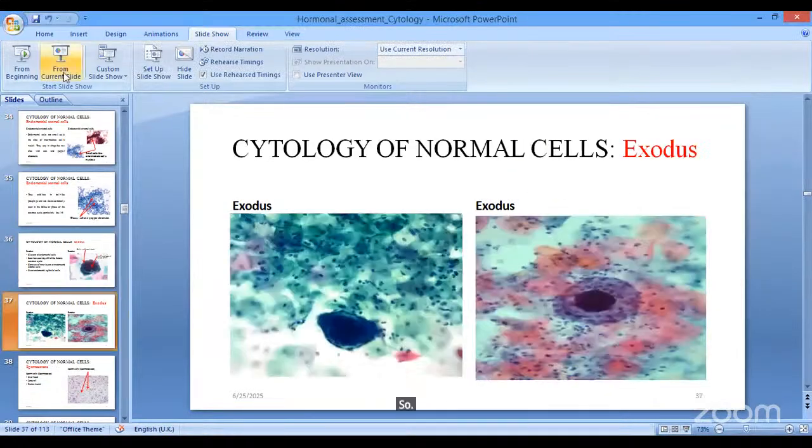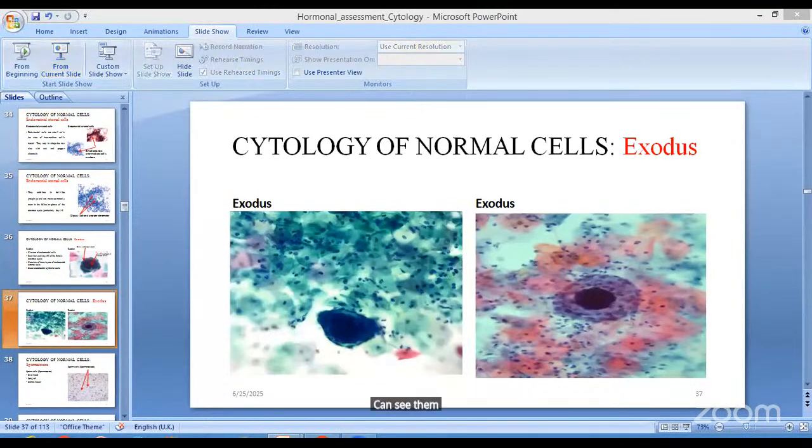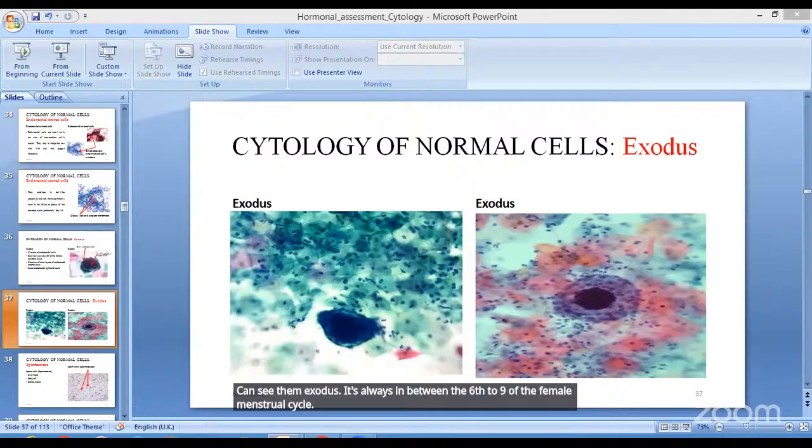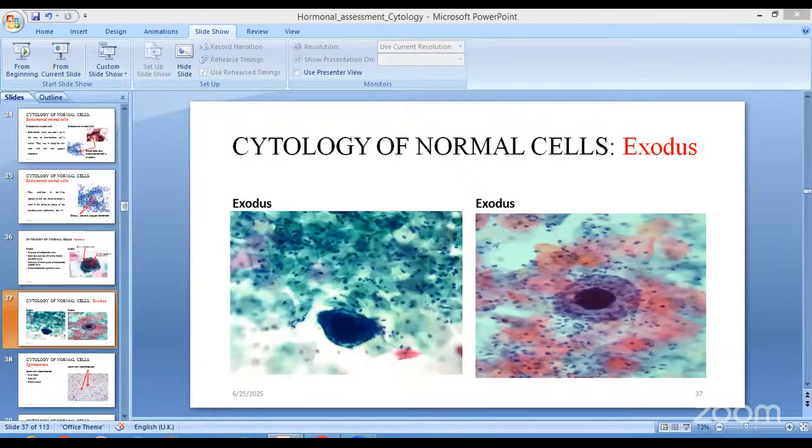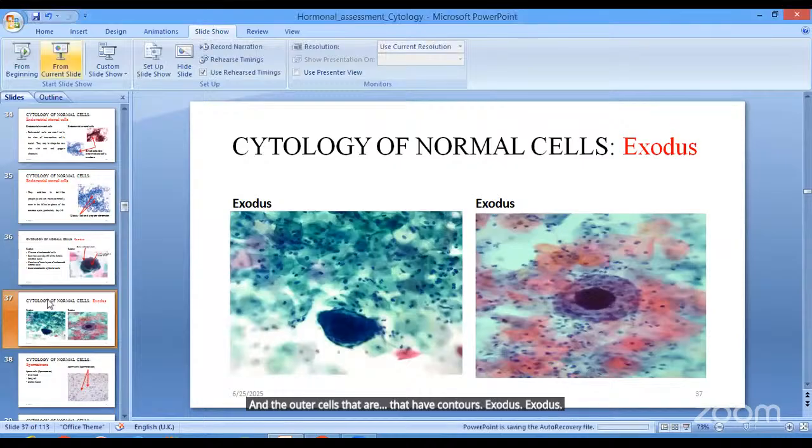So more illustration on exodus. I want you to see more. You can see them. Exodus is always in between day 6 to 9 of the female menstrual cycle. See them floating, with walls and inner endometrial stroma cells. They are very clear on this slide, and the outer cells that have contours. Exodus. Endometrial cells seen between day 6 to 9 of the female menstrual cycle.